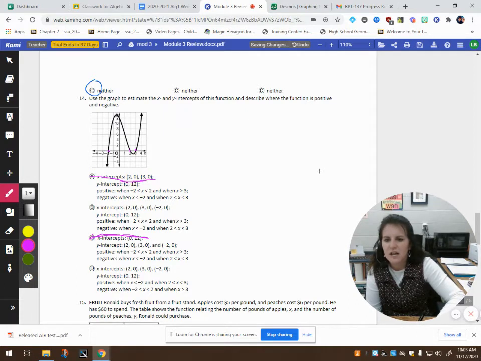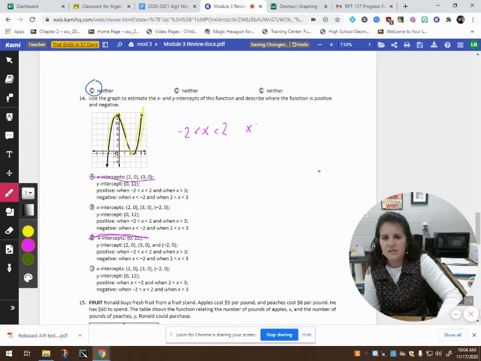So now what we have to decide is where is it positive? Well, positive is everywhere that it is above the x-axis. A positive function is everywhere it is above the x-axis. So looking at this, I can see that it's above the x-axis for x values bigger than -2 and less than +2, and for all x's greater than 3. So that looks like we can then rule out D because that doesn't match what we came up with here. So the correct answer has to be B.